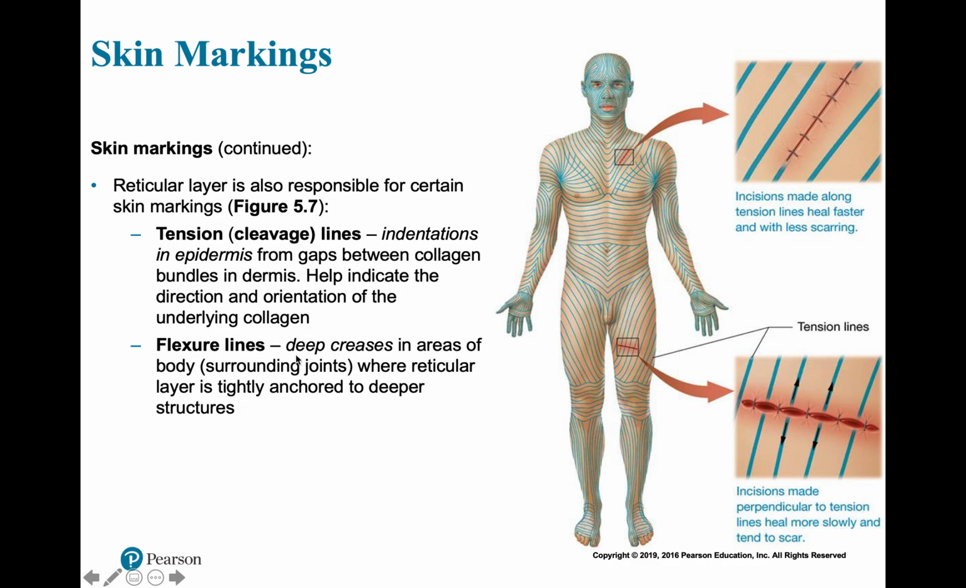Flexure lines are very deep creases, and you'll find these in areas where the skin is very close to joints. If you look at the palms of your hands or the backs of your fingers, where your knuckles are, you'll see very deep flexure lines. That has to do with the fact that the reticular layer of the dermis is tightly adhered to structures like bone underneath. And so there are much deeper crevices, those flexure lines. All right, so deep creases in areas surrounding joints, where the reticular layer is more tightly anchored to deeper structures, causing those big flexure lines around joints.